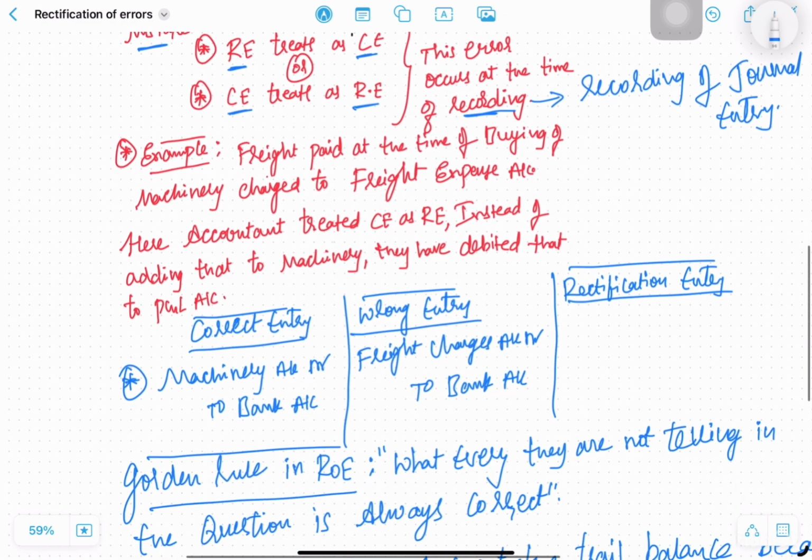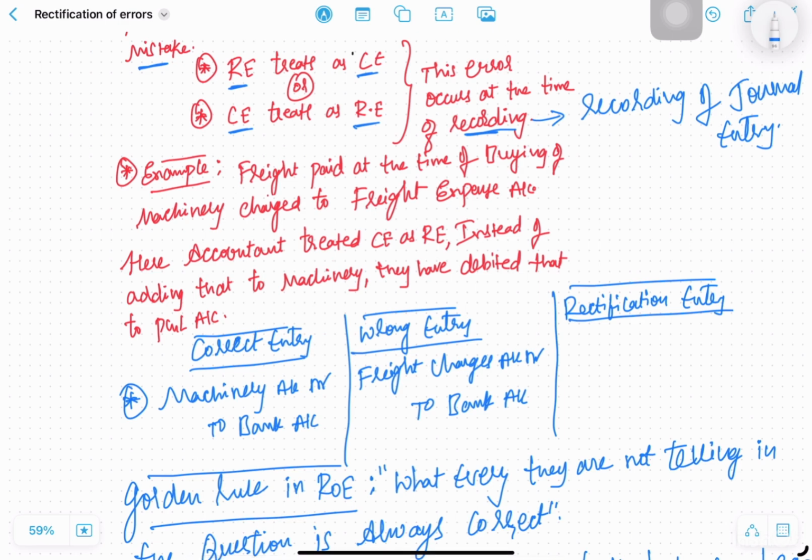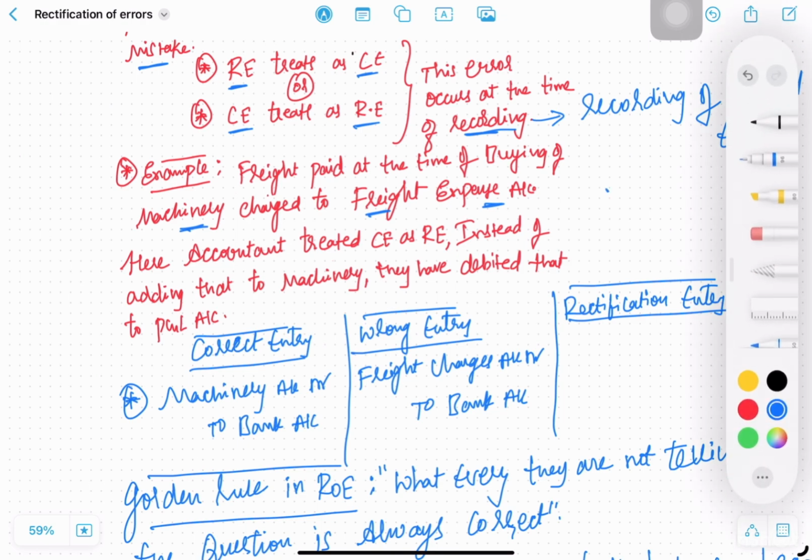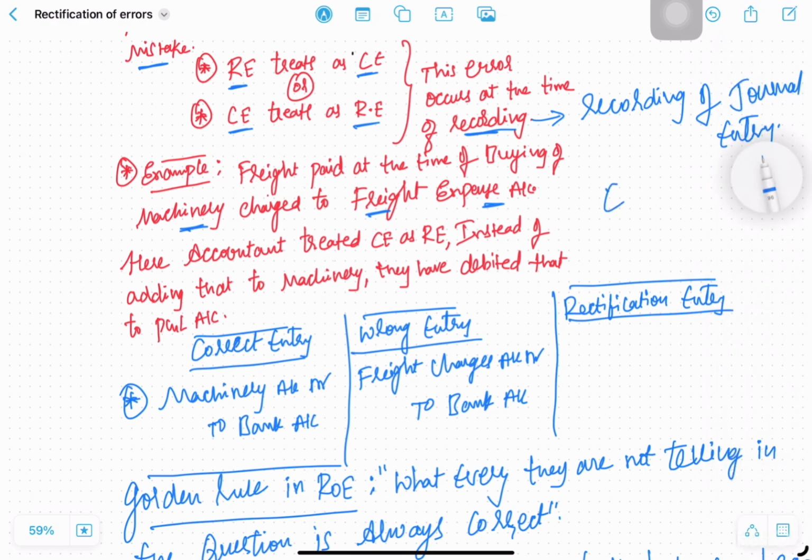For example, we will take freight paid at the time of buying of machinery, charged to freight expenses account. Now you already know this very clearly from unit 3 of chapter 1, capital expenditure versus revenue expenditure. You know how to divide the expenses between whether they are of capital or revenue nature.